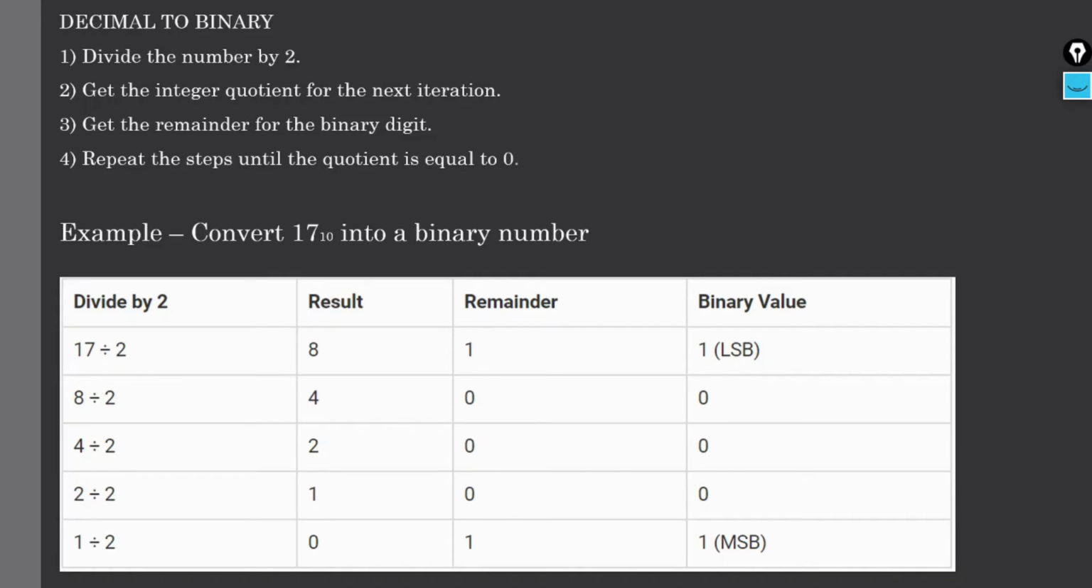And when we divide 1 by 2, the result is 0 but the remainder is 1, because it is not divisible. Then we take the remainders and put them in the binary value, and we always go from most significant bit to least significant bit, that is MSB and LSB. So our result will be 1 0 0 0 1, from bottom to top. This is our answer: 17 base 10 equals 10001 base 2.